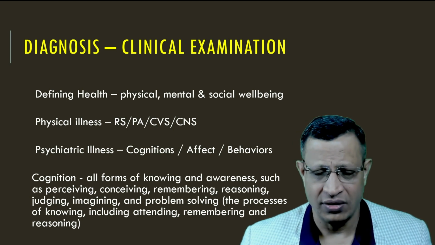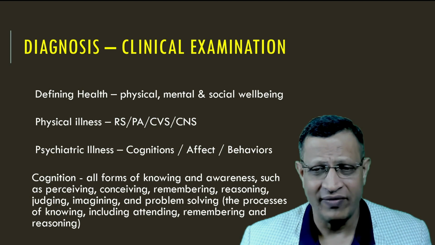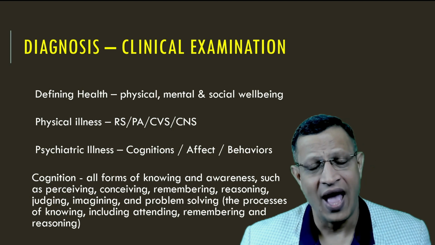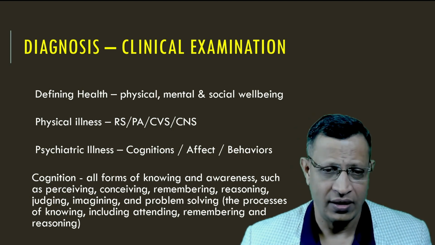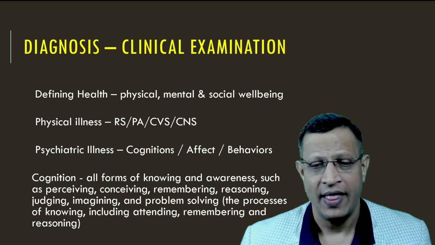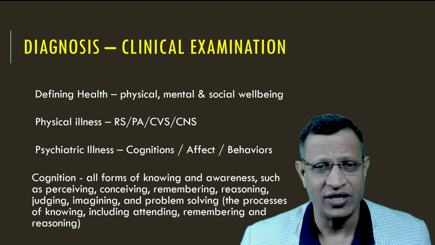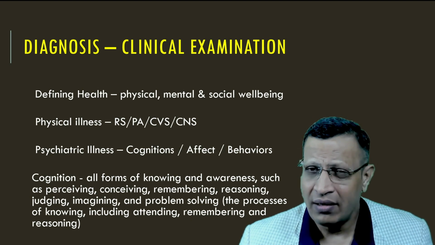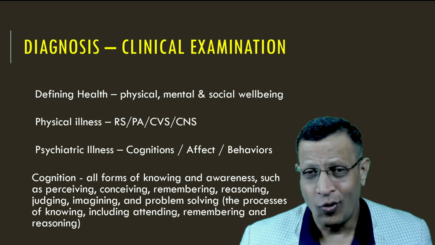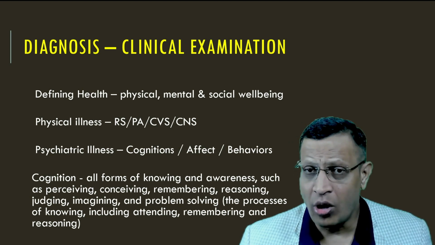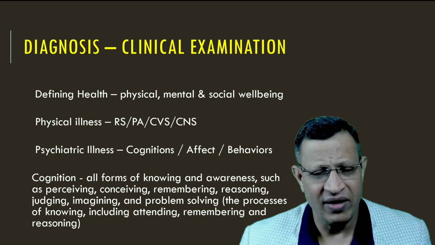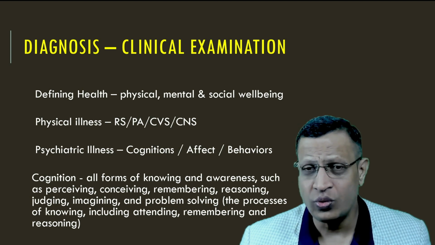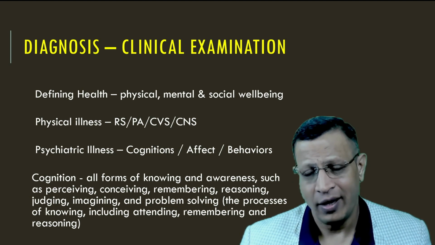Let's understand what is cognition. All forms of knowing and awareness, such as perceiving, conceiving, remembering, reasoning, judging, imaging, imagining, and problem solving. Here, the process of knowing, including attending, remembering, and reasoning, is considered as cognition. Cognition is more of thought process and solving the problem in a concrete manner. Feeling is what you feel. Whether there is abnormality in feeling, like depression, or abnormal behavior. So these are the three important components which will be analyzed when you are analyzing a person.